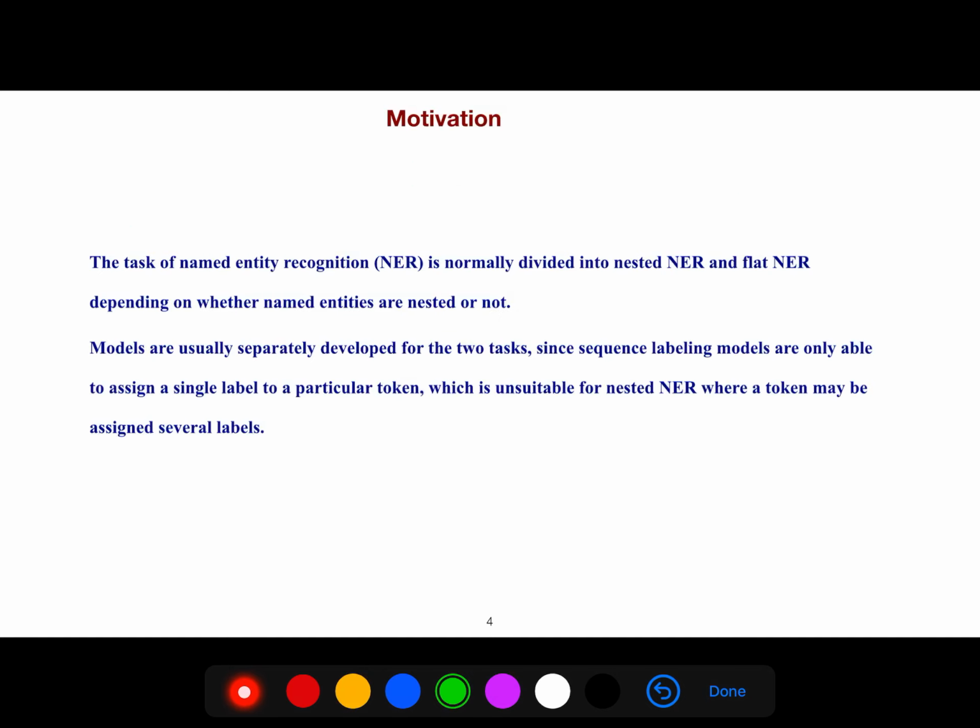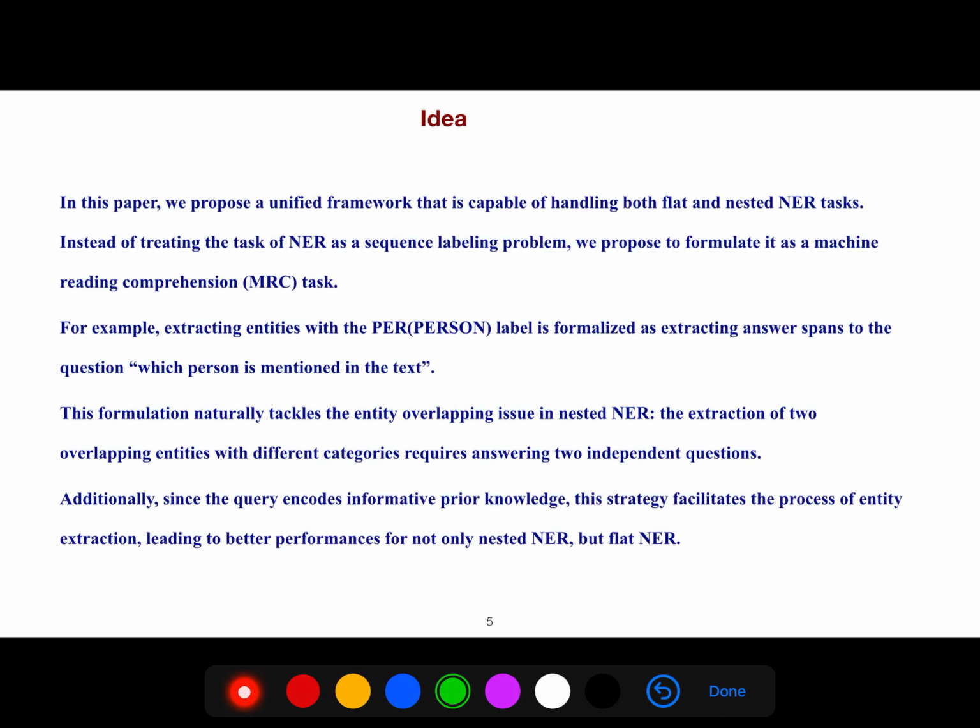The task of named entity recognition is normally divided into nested NER and flat NER, depending on whether named entities are nested or not. Models are usually developed separately for the two tasks, since sequence labeling models are only able to assign a single label to a particular token, which is unsuitable for nested NER, where a token may be assigned several labels. So in this paper, we propose a unified framework that is capable of handling both flat and nested NER tasks.